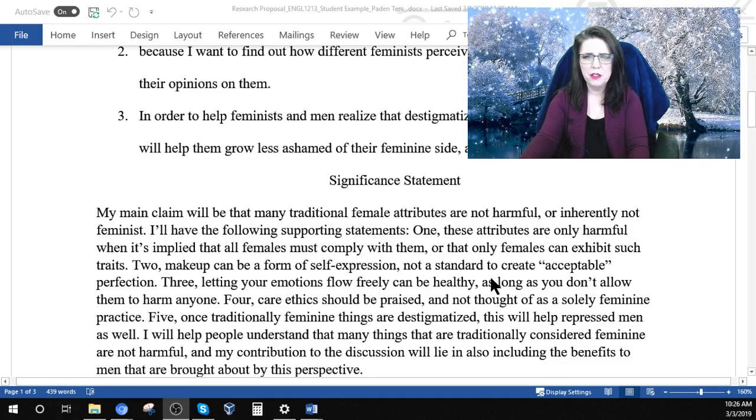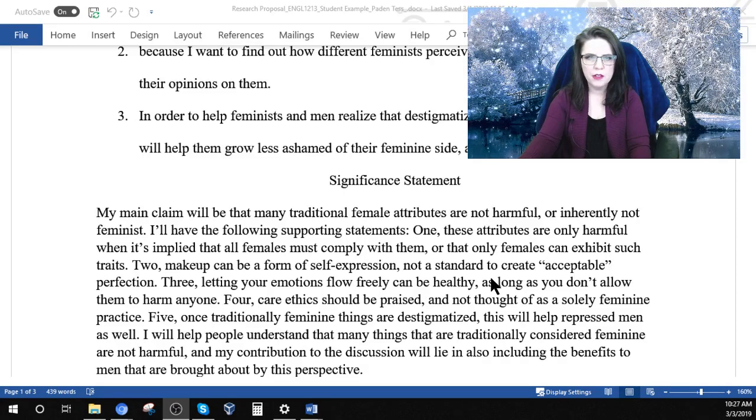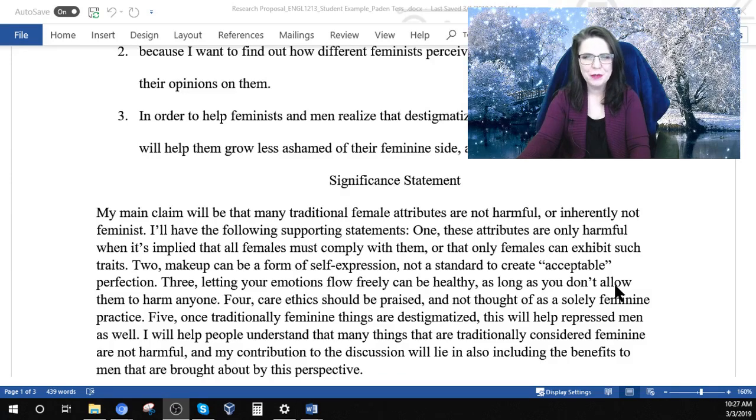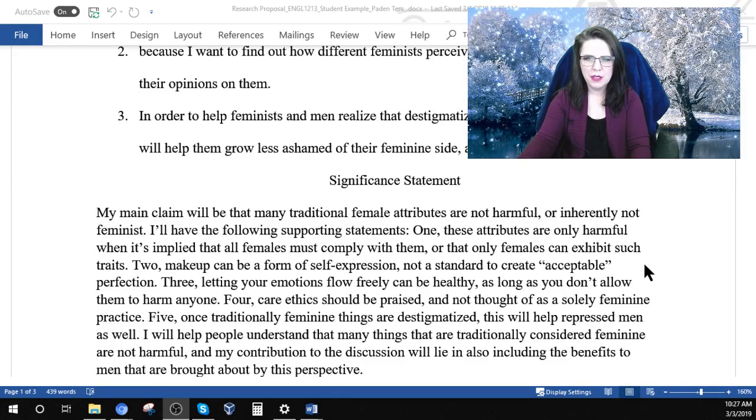My main claim will be that many traditional female attributes are not harmful or inherently not feminist. I will have the following supporting statements. 1. These attributes are only harmful when it's implied that all females must comply with them, or that only females can exhibit such traits. 2. Makeup can be a form of self-expression, not a standard to create acceptable perfection. 3. Letting your emotions flow freely can be healthy as long as you don't allow them to harm anyone. 4. Care ethics should be praised and not thought of as a solely feminine practice. 5. Once traditionally feminine things are destigmatized, this will help repressed men as well.